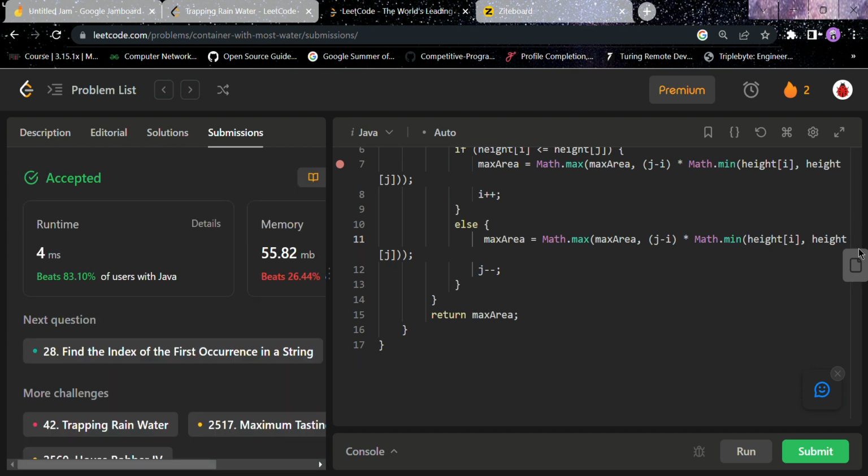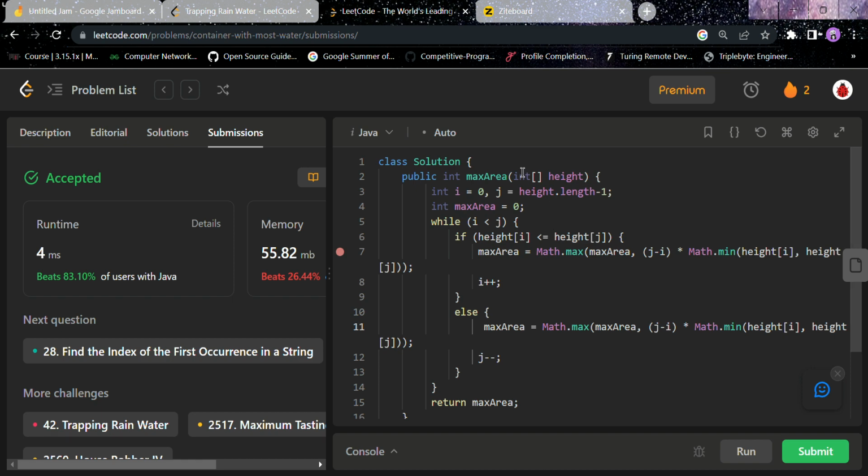Okay, so that is all. That's the main intuition behind this.